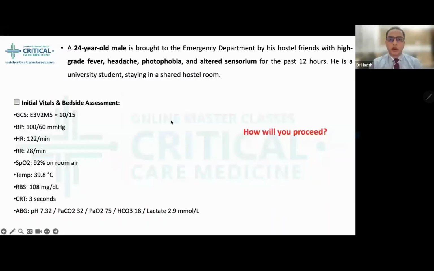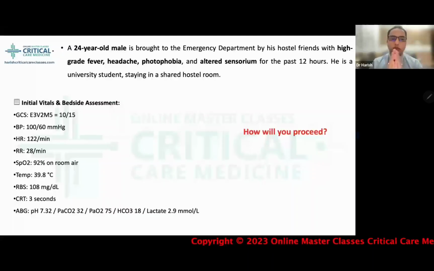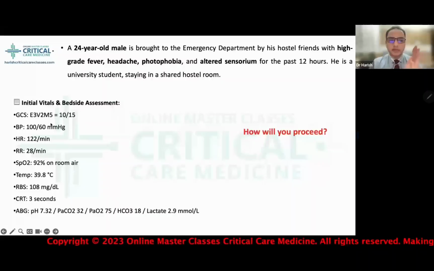A 24-year-old male is brought to the emergency department by his hostel friends with high-grade fever, headache, photophobia, and altered sensorium for the past 12 hours. He is a university student, staying in a shared hostel room. So, initial vitals and bedside assessment. His GCS was E3 V2 M5, so 10 by 15. Blood pressure is 100 by 60.